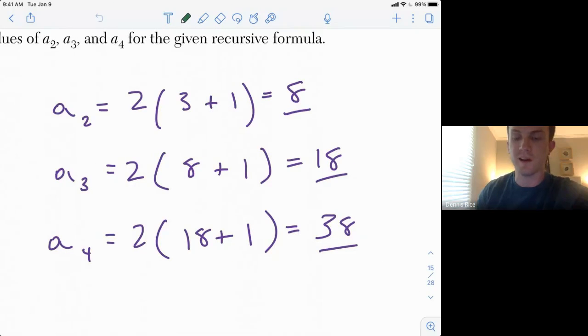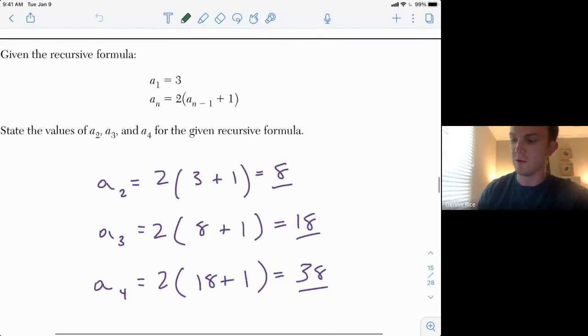And I like to create a little assembly line of sorts. So you have to find A2 first. You plug in A1, which was 3. 3 plus 1 is 4, times 2 is 8. Then you plug in the 8. You get 18 after you do that rule. Plug in the 18, you get 38. So I wanted to know the second, third, and fourth term. I would probably just write it a little bit clearer than I did, like 8, 18, 38 maybe.